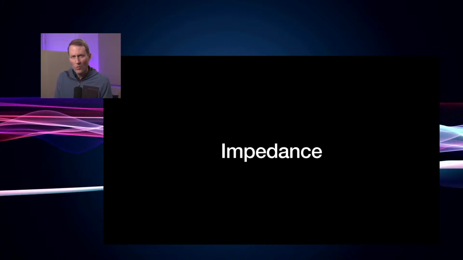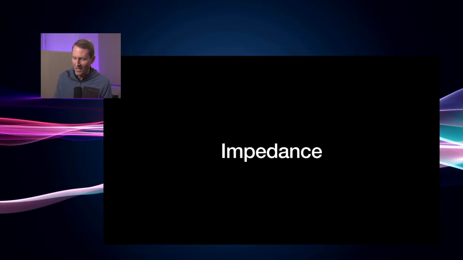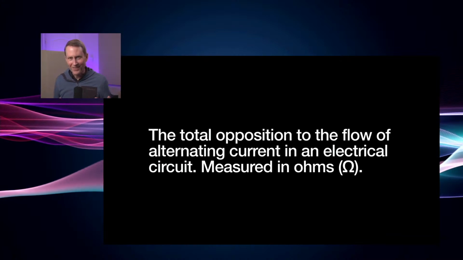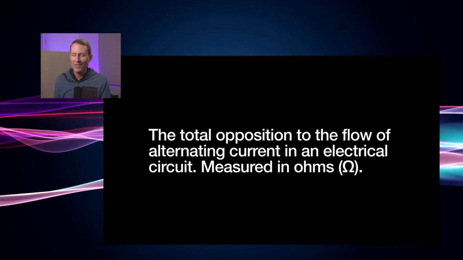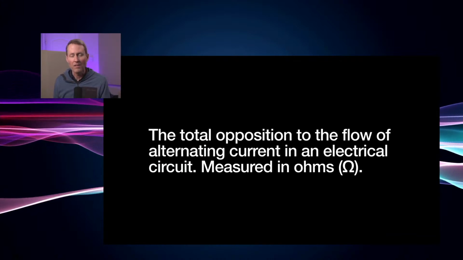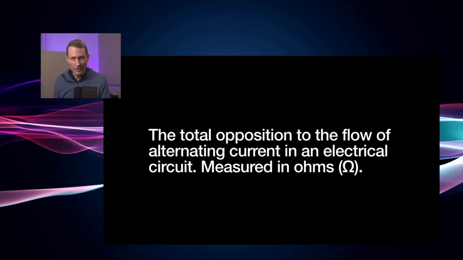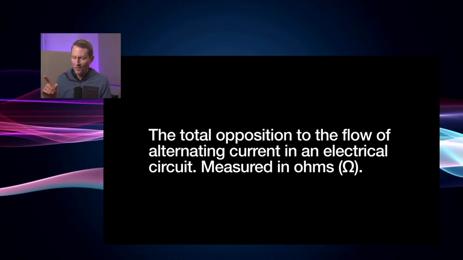First up, impedance is what we're talking about today. That's an electronics term. And the question is, what does it mean? And here's the technical definition. If you don't understand any of this, just stick with us here. It'll make sense in just a few minutes. But impedance is the total opposition to the flow of alternating current in an electrical circuit. It's measured in ohms. Okay?